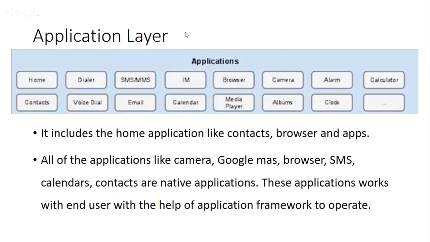Moving further, we have the application layer. In the application layer, that's a kind of UI for the application. We have home, dialer, SMS, IM, browser, album, clock, email, and a number of apps. It includes the home application like contacts, browser, and apps. All of the applications like camera, Google Maps, browser, SMS, calendar, contacts are native apps. These applications work with the end user with the help of the application framework to operate. This is the application layer through which we can interact with the hardware.